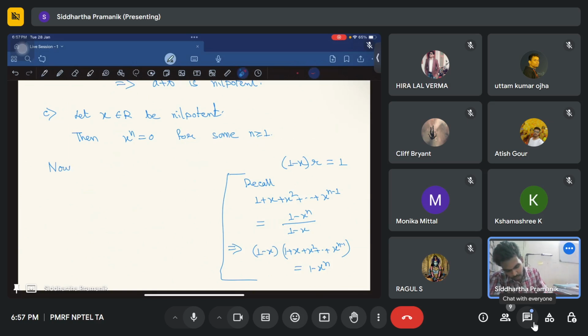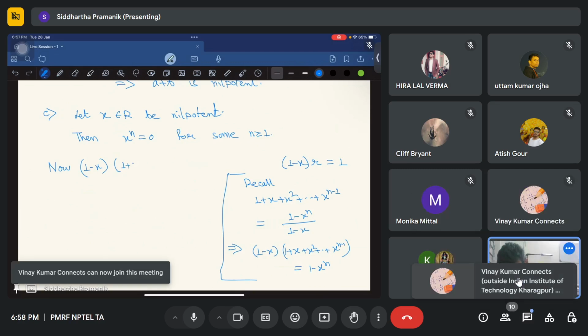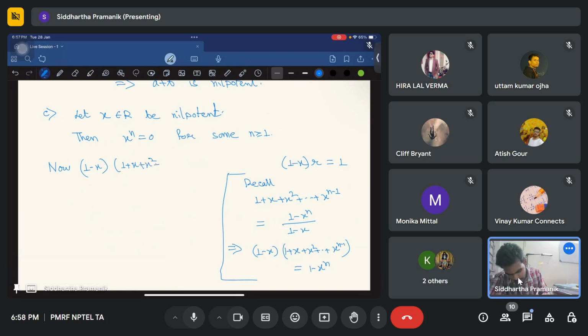So let's look at this product: 1 minus x times 1 plus x plus x square up to x power n minus 1. Now expand this. First let me multiply 1 with every term. That will give 1 plus x plus x square up to x power n minus 1.